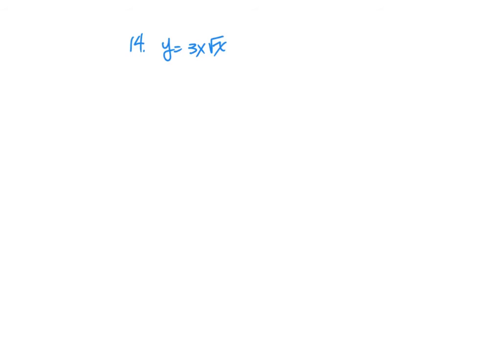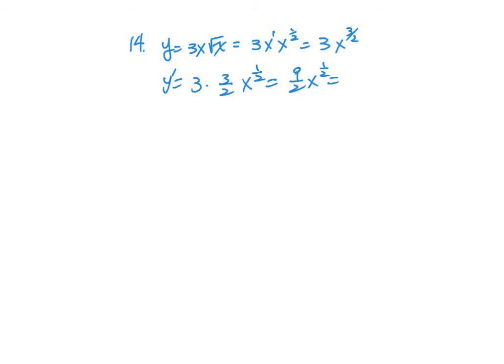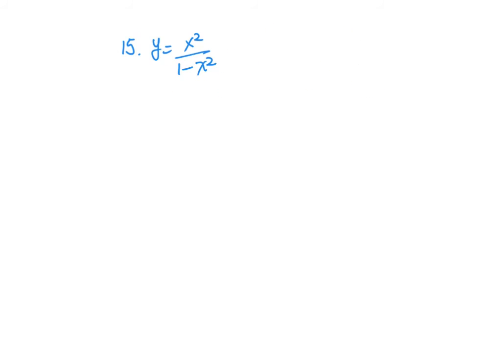You have a product rule, but I'm going to try to make it easier. Root x is the half power, so doesn't that just become a 3.5 power? So I don't have to do the product rule. Then it's 3 times 3 over 2, x to the 1/2. 9 over 2, x to the 1/2. So 9 root x over 2. And you're done.